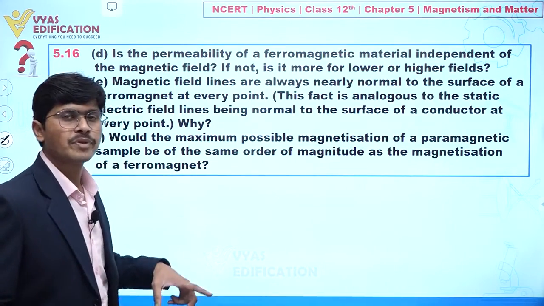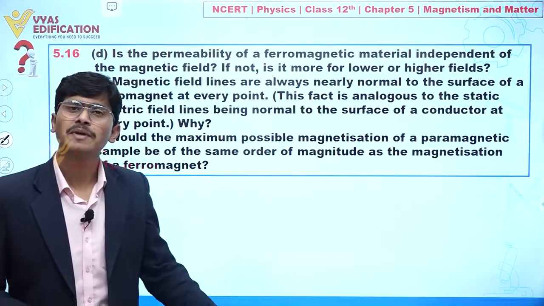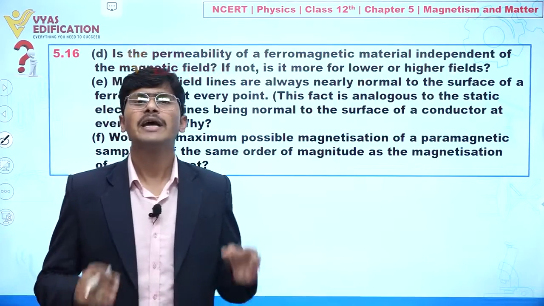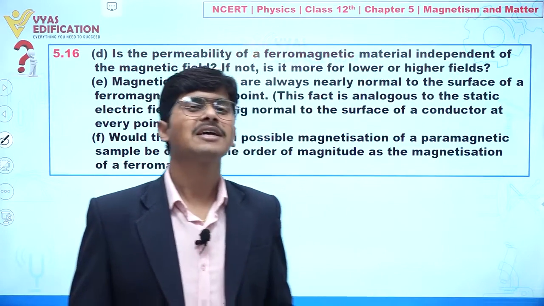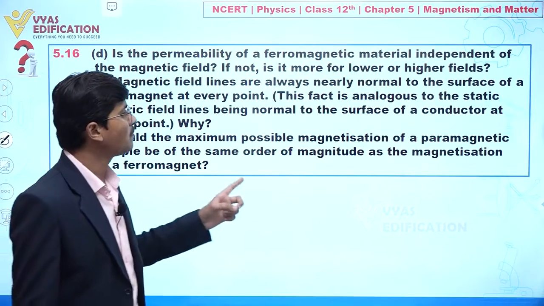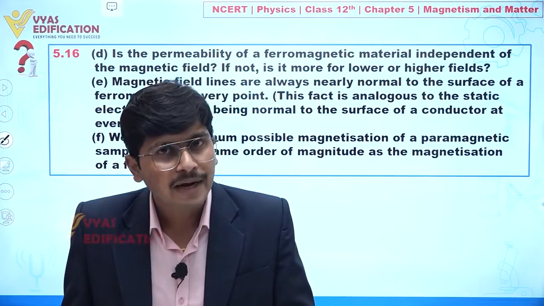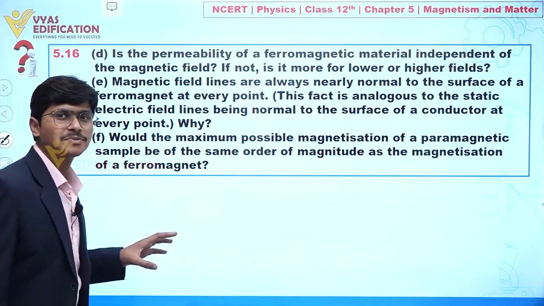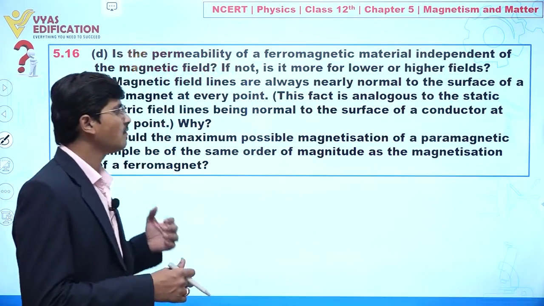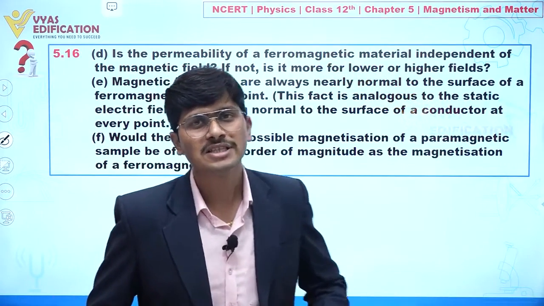But is it possible for a paramagnetic substance to reach nearly the same property as a ferromagnetic substance? Yes, it is possible, but only in one condition: when we apply a very high magnetizing field on the paramagnetic substance, and that is practically not possible. Clear? So, would the maximum possible magnetization of a paramagnetic sample be of the same order of magnitude as that of a ferromagnet? Yes, this is possible. When we apply a very high magnetizing field to a paramagnetic substance, some properties will differ from a ferromagnetic substance, but we find nearly the same magnitude of magnetization as the ferromagnetic substance. Clear? So this is all about this question.